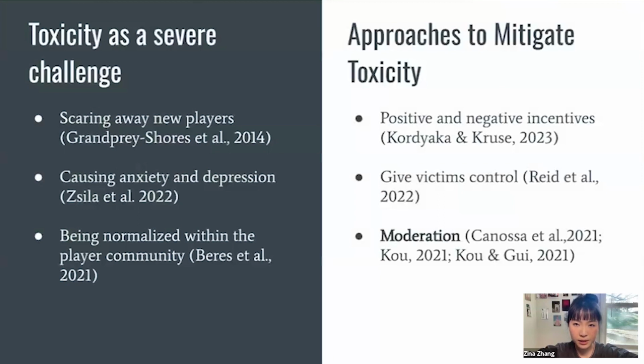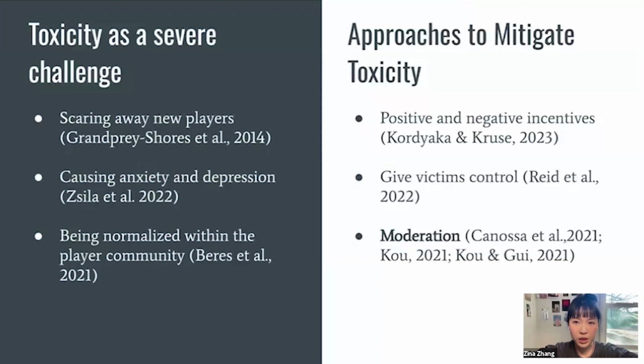Let's begin with toxicity in games. The term toxicity serves as an umbrella term to describe behaviors that disrupt the player experiences of other players. Common types of toxicity in games include verbal abuse, away from keyboard, or griefing. Toxicity can impact the player experiences and well-being in very negative ways. For example, toxicity can scare away new players and bring anxiety and depression to the victim of toxic conduct. Also, when toxicity becomes normalized, it can even bring more toxicity.